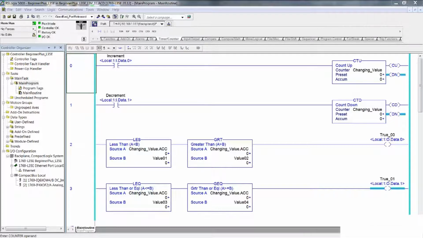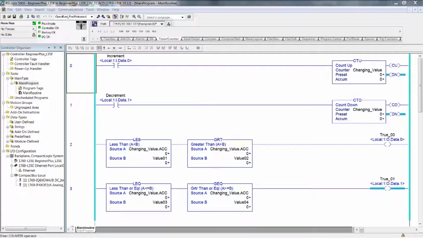In rung number 2, we have a less than and greater than. If the changing value accumulate, the counter data type accumulate, is less than value 1 and greater than value 2, then true 0, 0 or local 1, 0 data bit 0, it'll be on.